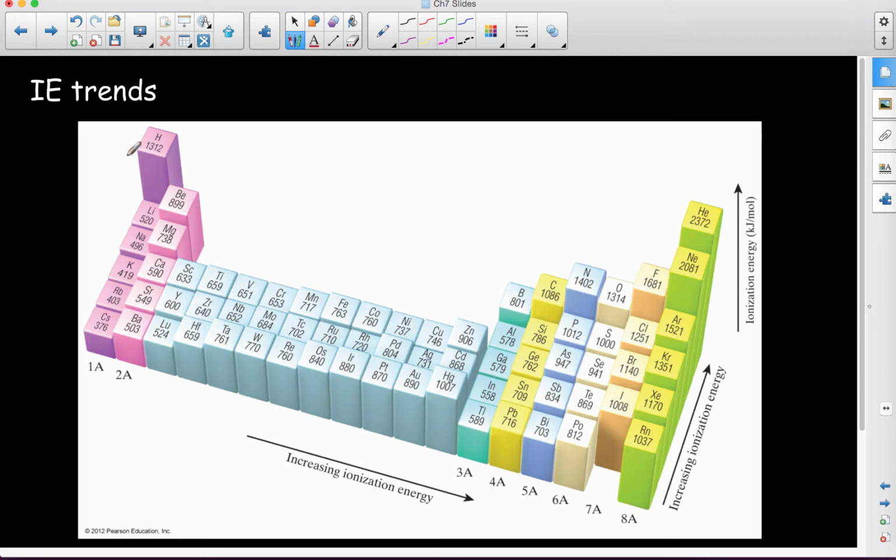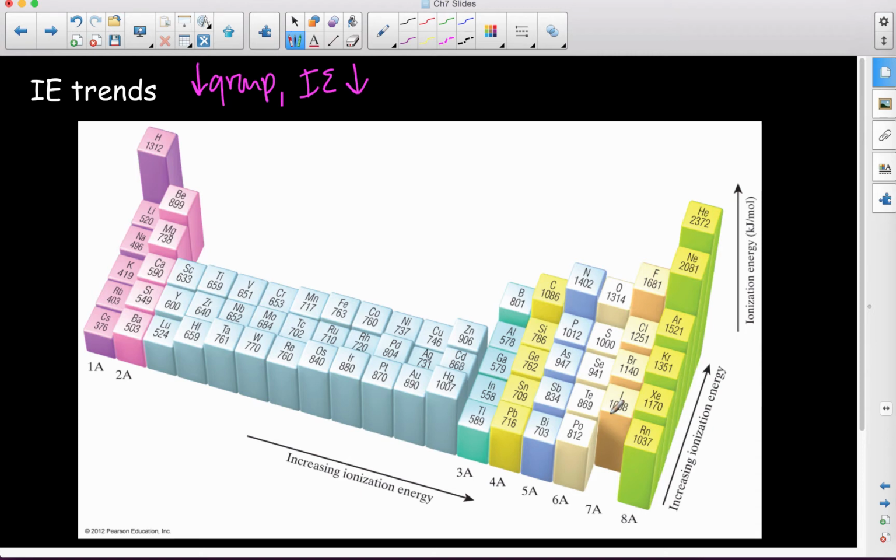So if we look here, as we go down a group, what typically happens to my ionization energy? It decreases, which means that as we go down a group, it is easier to remove an electron. Okay, now if we think back to radius, what did we say happens to the radius as we go down a group? The radius gets bigger.